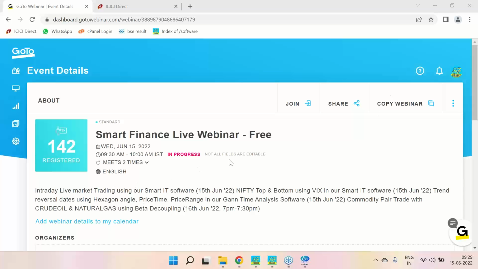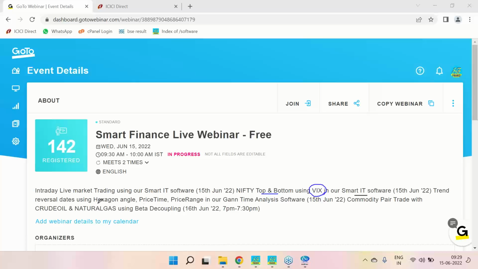So in this particular 2 days event, today we will be meeting for half an hour, 9:30 to 10 o'clock. Today I'll be discussing certain aspects of our software, that is Smart IT software. On this software, we have made many upgradations recently, and some new features have been added, like the Nifty top and bottom using the weeks.